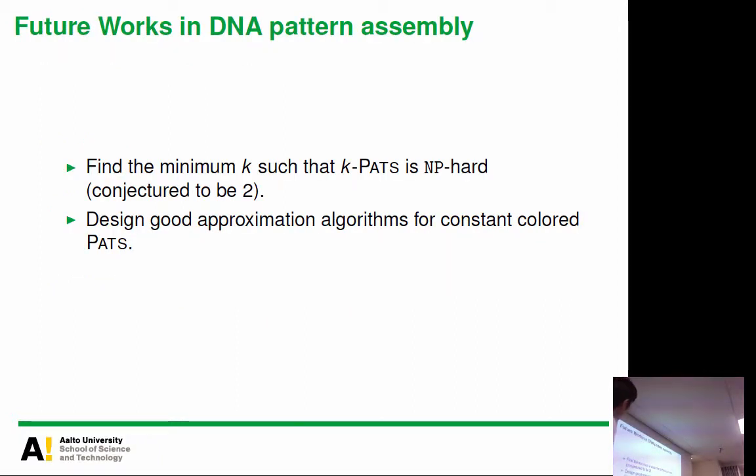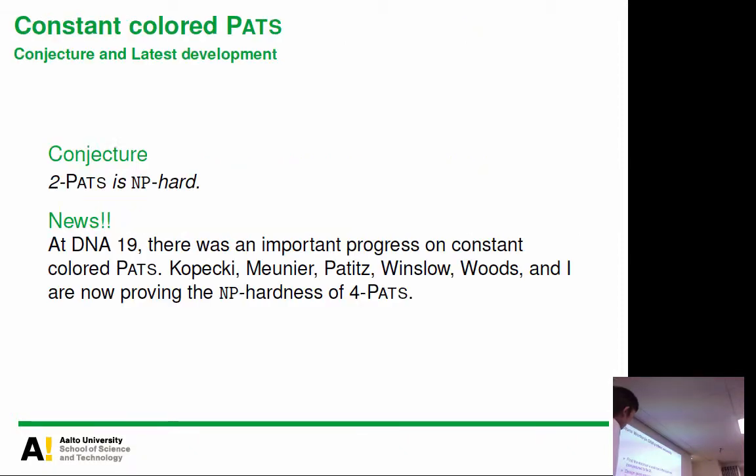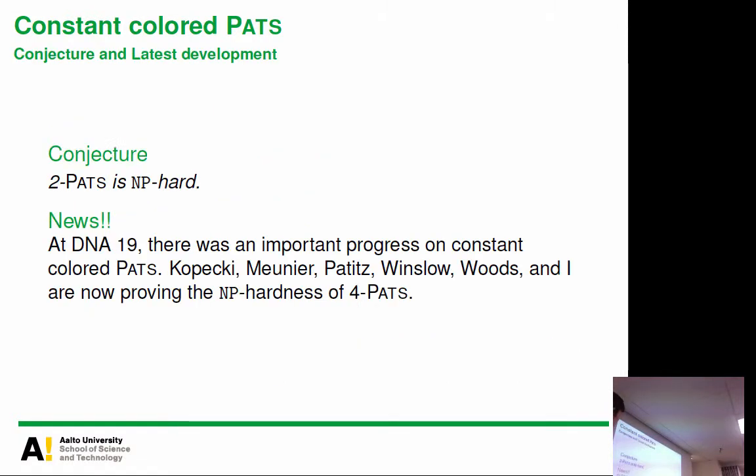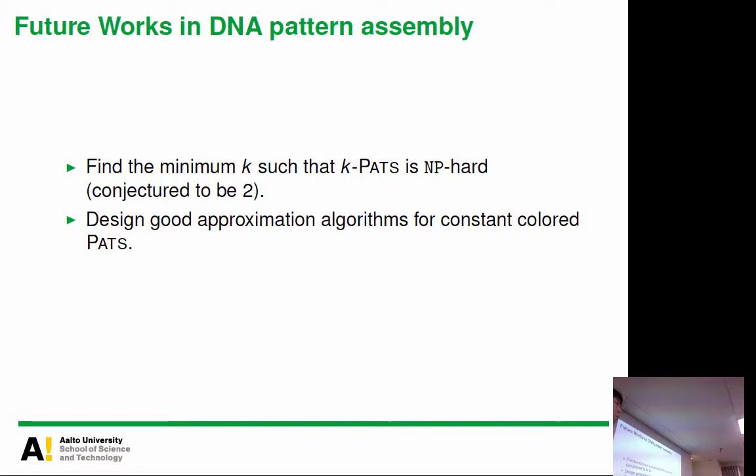Future work is, of course, solving the conjecture, but a more important thing is approximation algorithms. We do not have hope under the ratio of 47/46, but maybe a ratio of 2 is still possible, and it's very nice for our experimental implementation. So this is actually what we wanted to do.